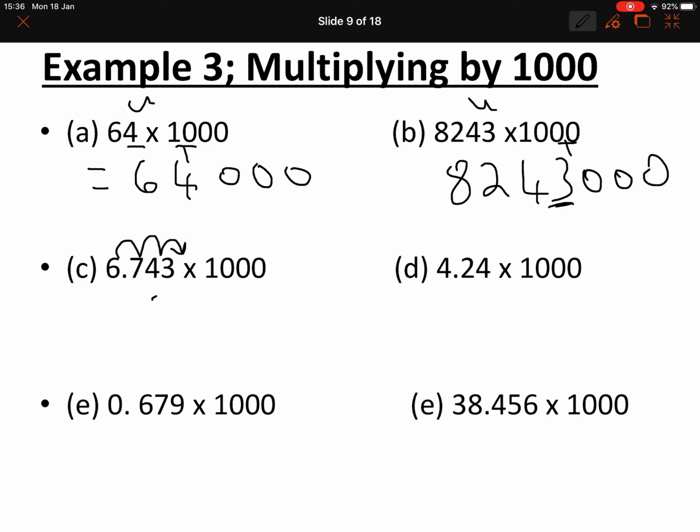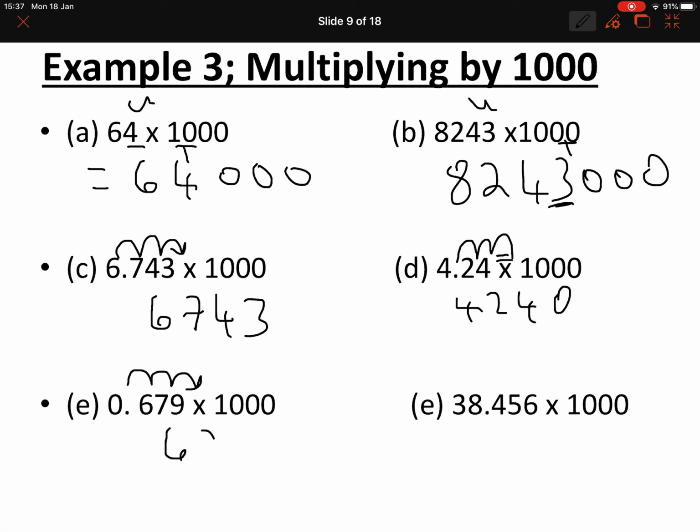Now, with your decimals, you just move the decimal point forward 3 times. When you multiply by 1,000, that's 1, 2, and 3. So that would be 6,743. Same thing here, but you've got to be careful because when you move it forward 3 times, 1, 2, 3, underneath the arch would be a 0. So that's going to be 4,240.